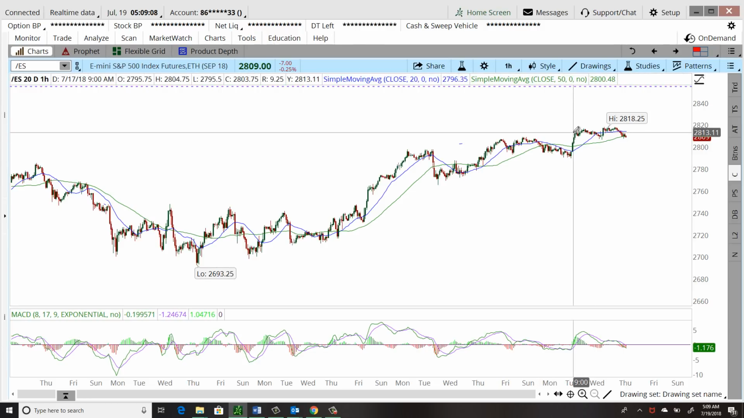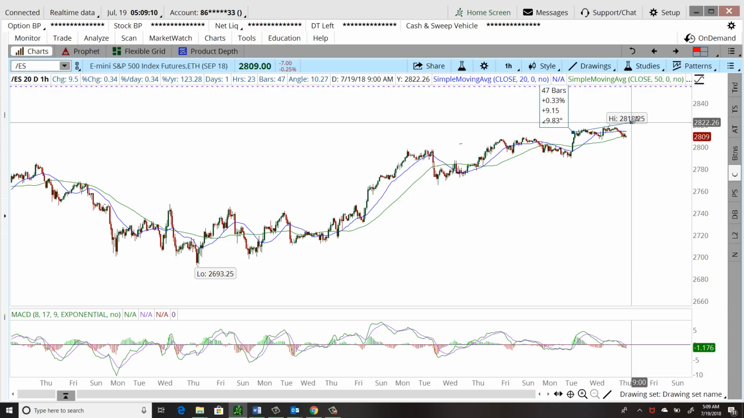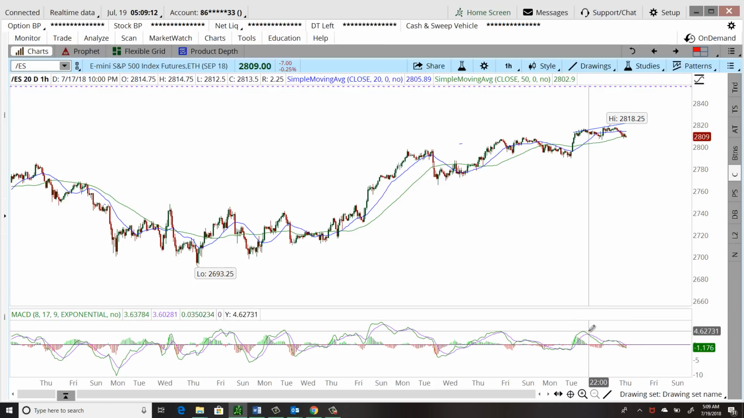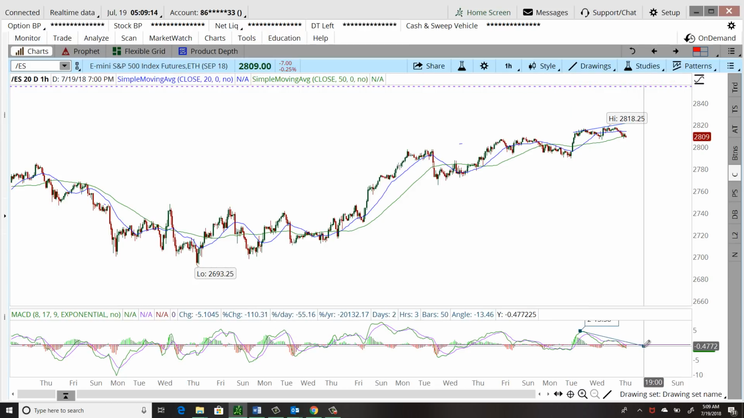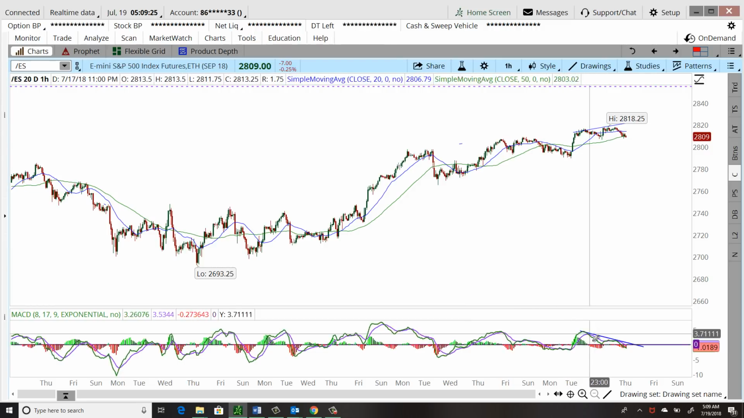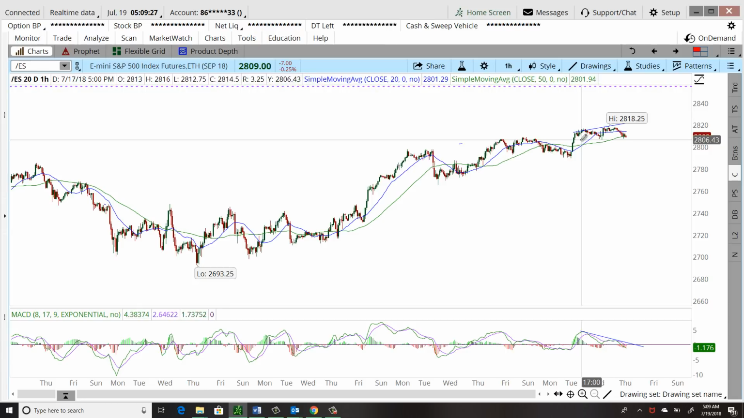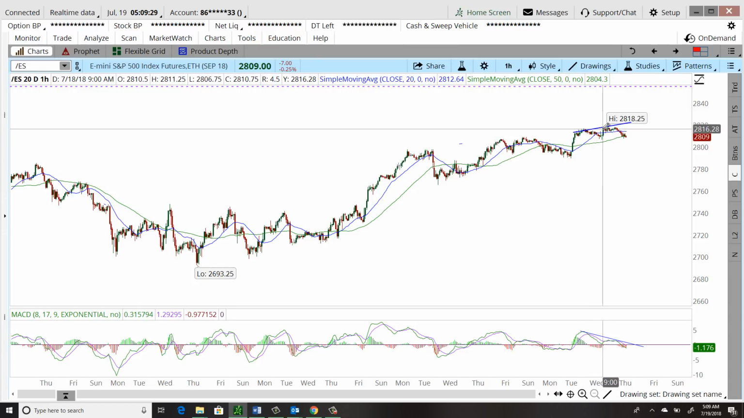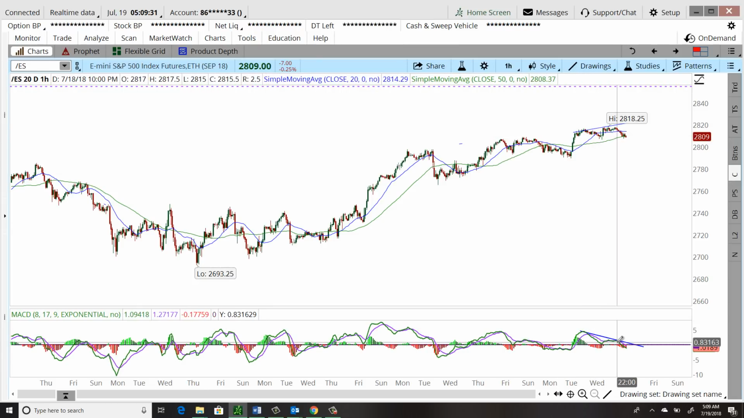So what I mean by that is I've got higher swing highs here in price, but lower swing highs in my momentum indicator. Now, the momentum indicator I use to do this is called the MACD. The MACD is moving average convergence divergence. And really what I look for primarily in the MACD is when I have higher swing highs in price, but lower swing highs in the MACD.